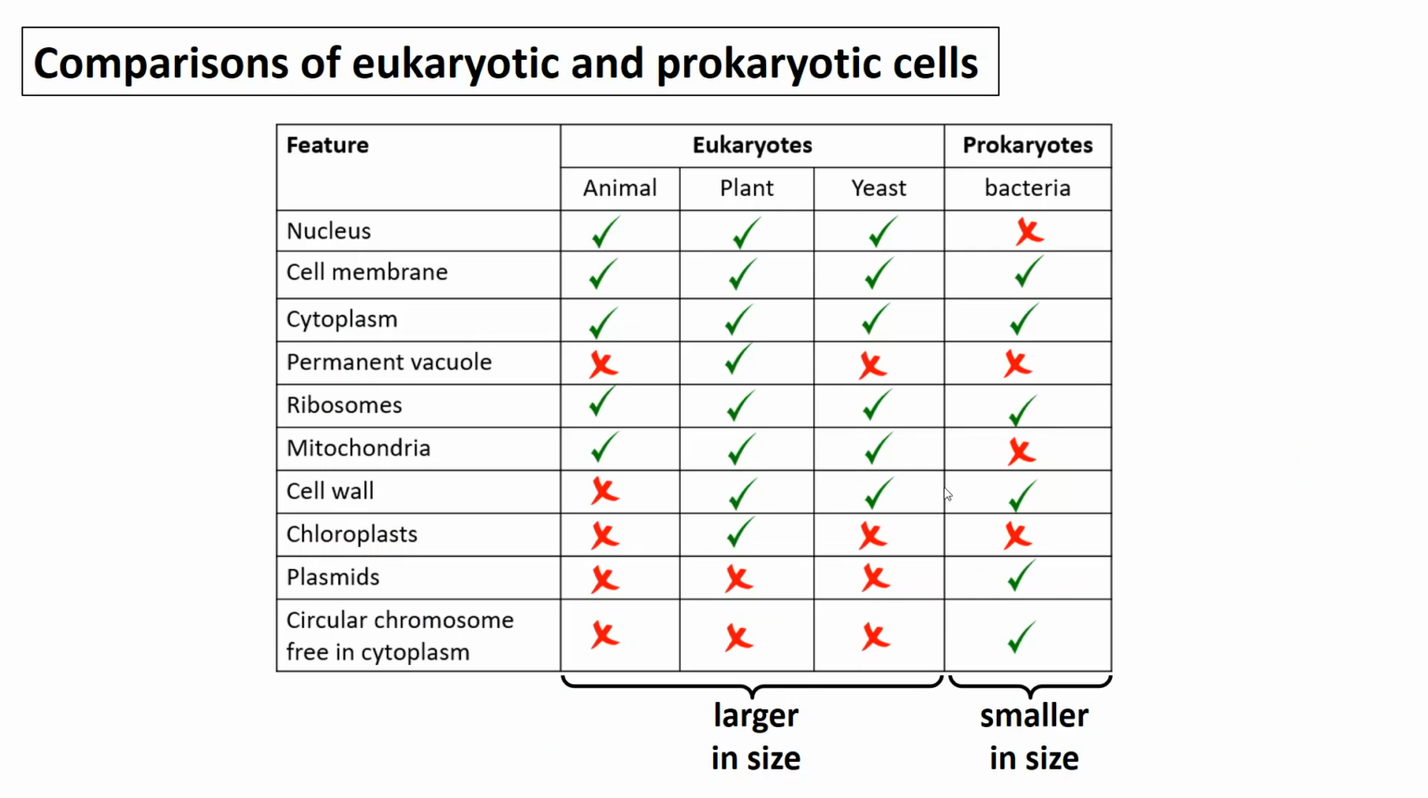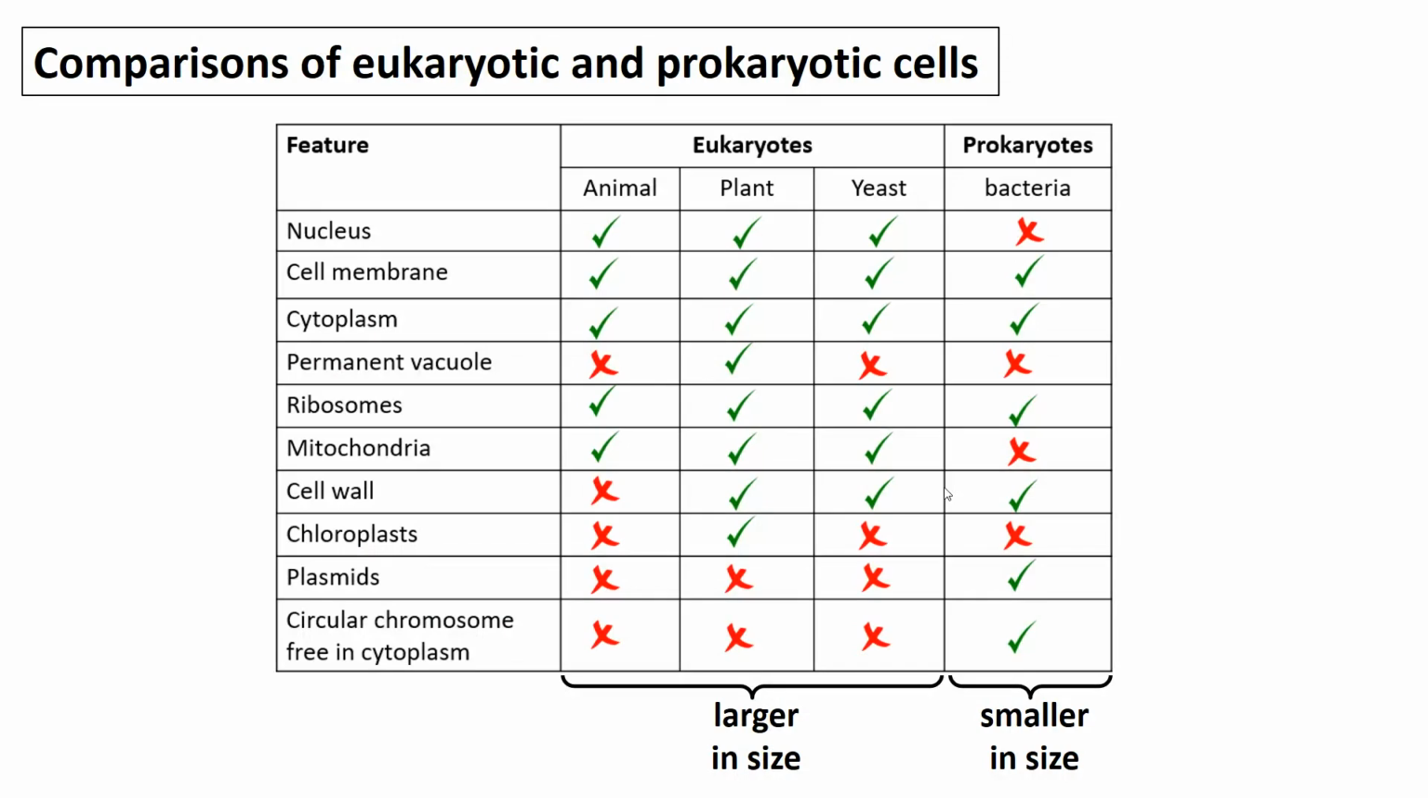You need to be able to compare the eukaryotic and prokaryotic cells. So this table is a really nice summary of that information. I suggest you pause it and have a look and check that you understand this information. And the key thing about eukaryotes and prokaryotes is their size difference. The eukaryotes are much larger in size, prokaryotes are much smaller.